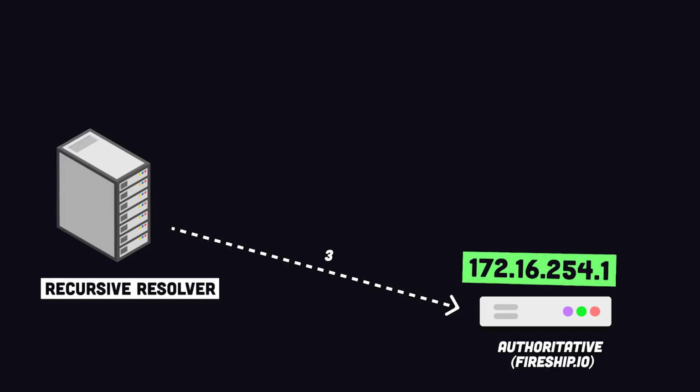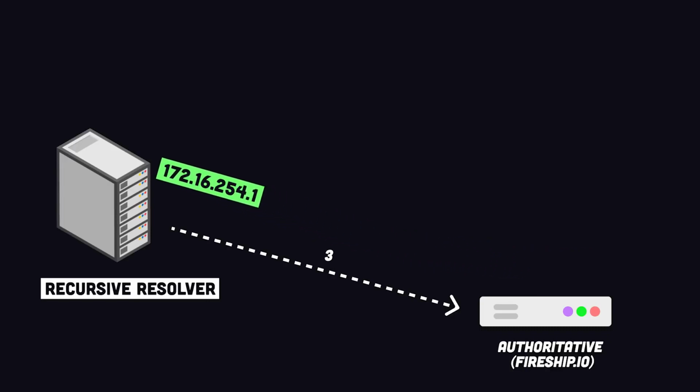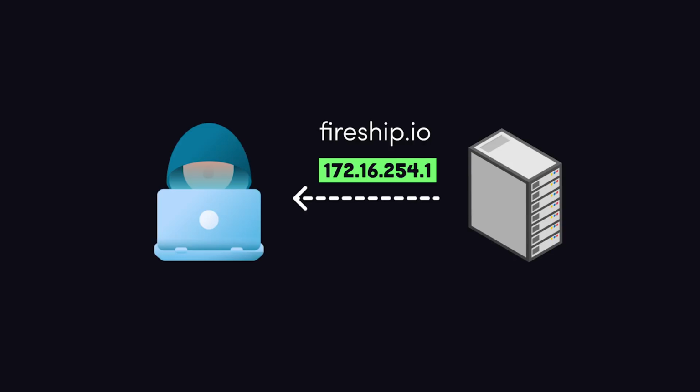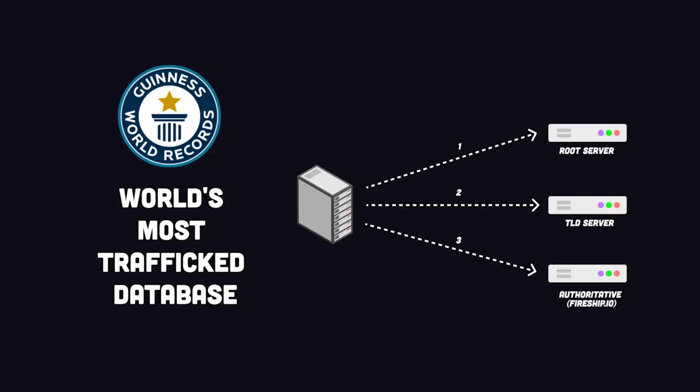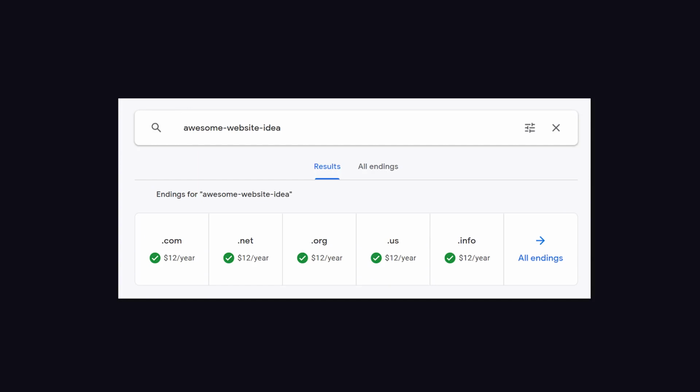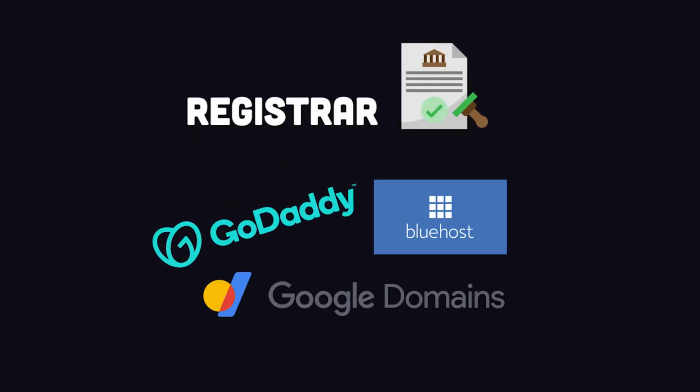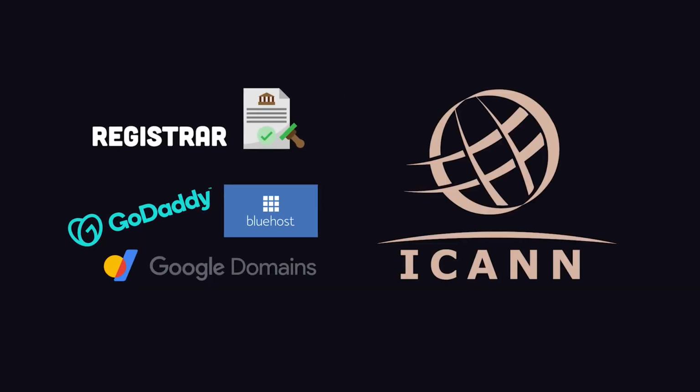That's the final source of truth that contains the requested website's IP address. That gets sent back down to the client and is cached for future use. That sounds complicated, but it all happens within a fraction of a second. You can think of it as a globally distributed database that handles more requests than any other database in the world. When you register a domain name, it's handled by a registrar accredited by the nonprofit organization ICANN.